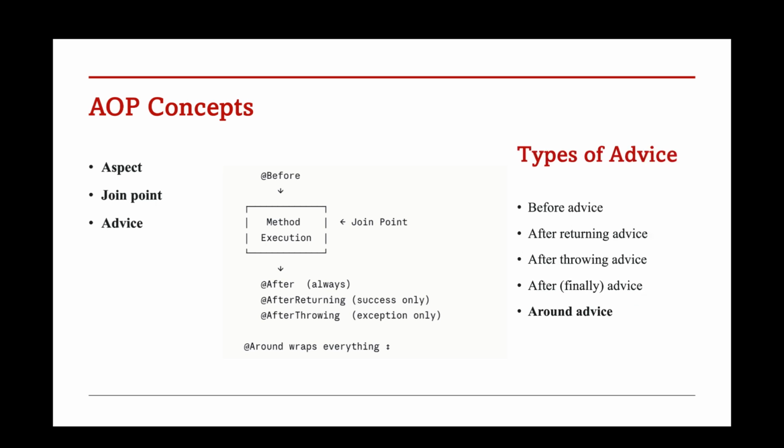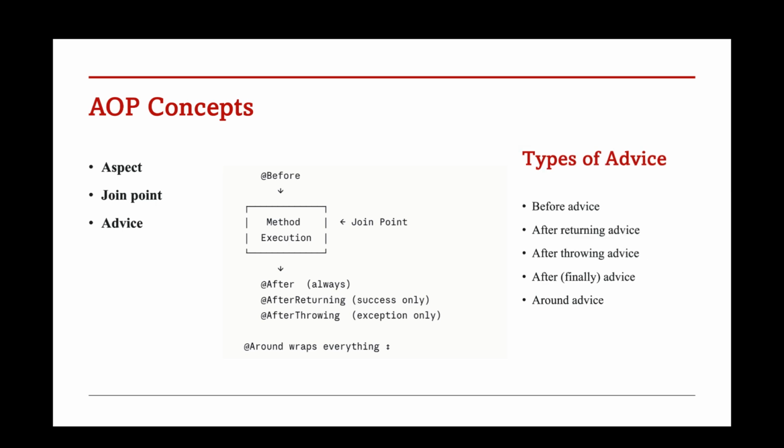At around, the most powerful one, runs before and after the method. It fully wraps the method execution. You can even decide whether to proceed with the method or not. Use this for performance monitoring, transaction management, or rate limiting. This is very important. Each type of advice has a specific purpose. Choosing the right one for the right situation is a key skill in AOP.